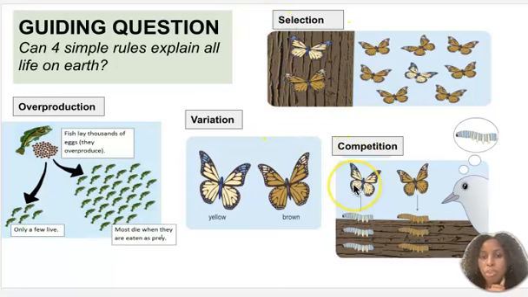And then we also have here competition. When there are limited resources or there's a struggle to survive because they are fighting for resources, then one organism might have a better chance at survival.